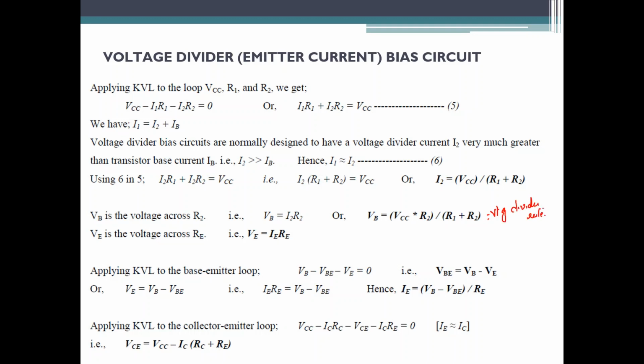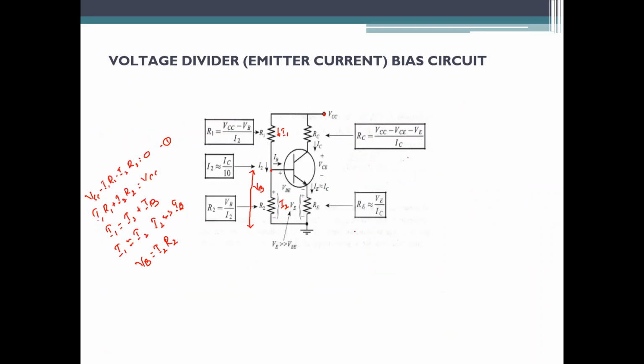So what it is actually doing is, this is one voltage VB, this is the other voltage. If you want to find out the voltage at one of the terminals, this voltage will be equal to the voltage of the other terminal into the resistance of the same terminal divided by the sum of the resistances. That is what they have written: VB is equal to VCC into the resistance of the other terminal divided by the sum of the resistances. So that is how the formula for VB has been written.